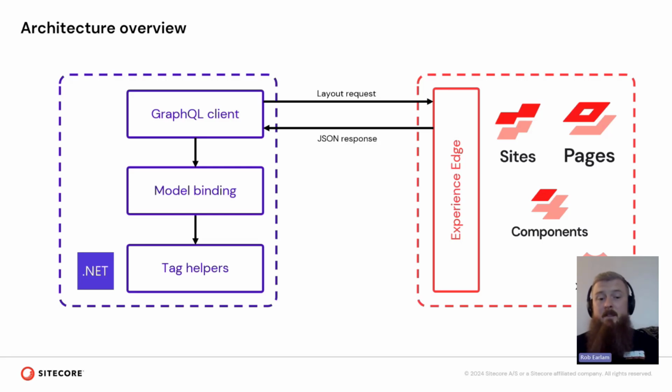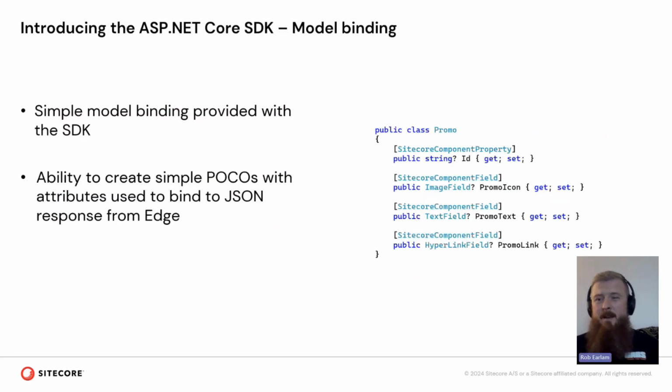Then those models are passed into the views, and there's a bunch of tag helpers in there, which basically render those different fields that you've made CMS managed into the page. So I'm going to dig a little bit more into the model binding and the tag helper functionality, because that's where most of the functionality exists.